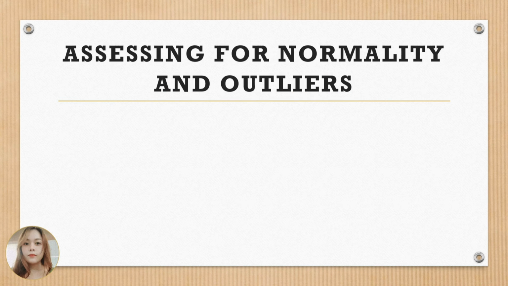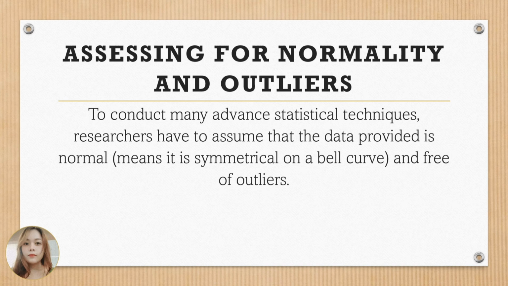Next, assessing for normality and outliers. To conduct many advanced statistical techniques, researchers have to assume that the data provided is normal, meaning it is symmetrical on a bell curve and free of outliers. We discussed the bell curve in microeconomics, so we are already familiar with it. In simple terms, if the data was plotted on a bell curve, the highest number of data points will be in the middle, and the data points will reduce on either side in a proportional fashion as we move away from the middle.